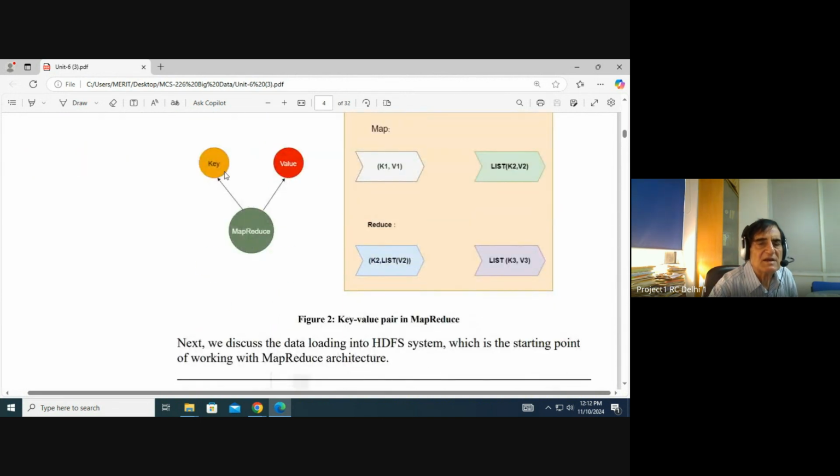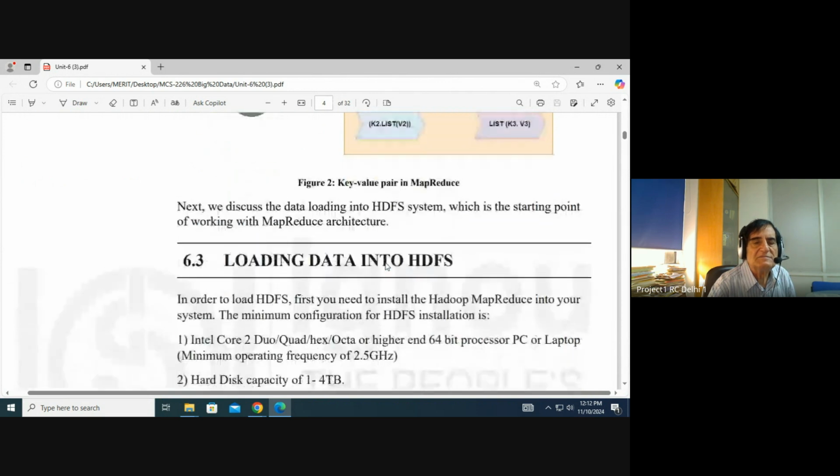See, this is the key, and taking this value, the map produces the output. So these are the things which are happening.